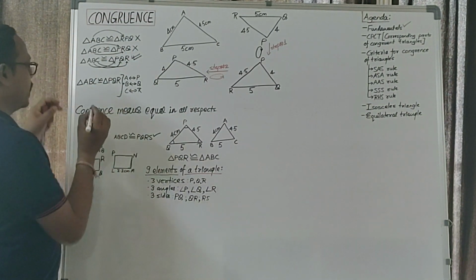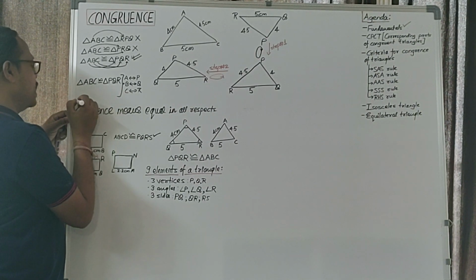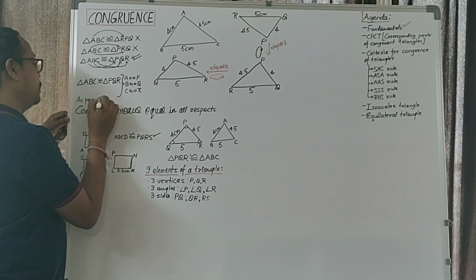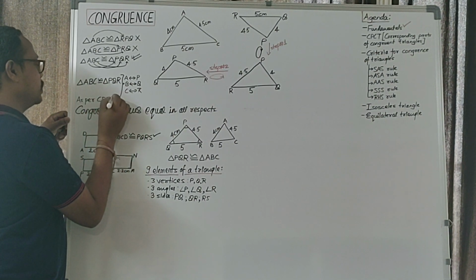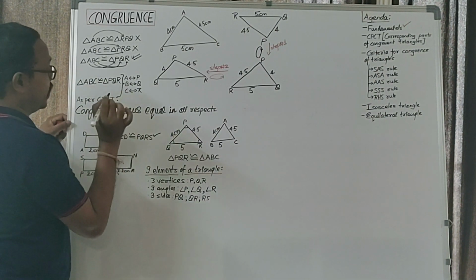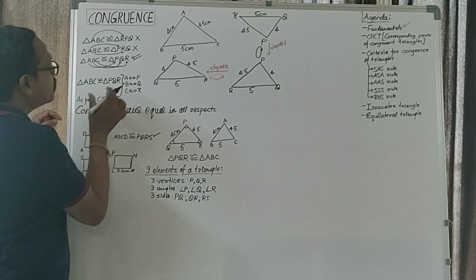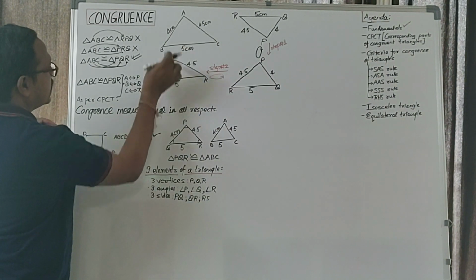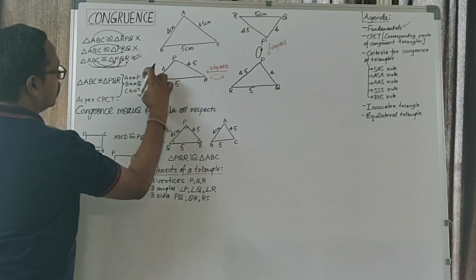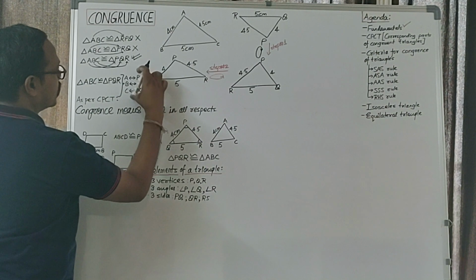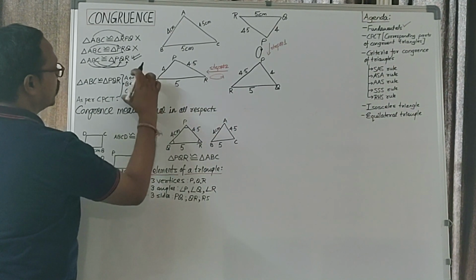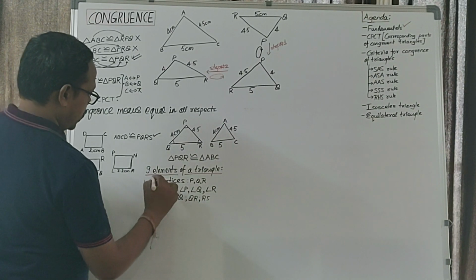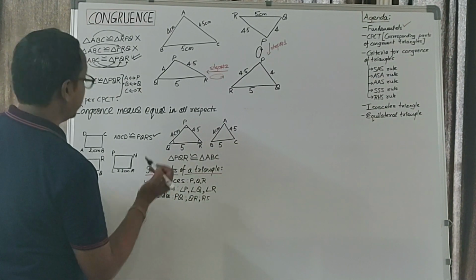Now you can write as per CPCT. As per CPCT, what will you write? You will write that corresponding parts of congruent triangles are equal. Sides are already equated, right? This way you have established the correspondence between the corresponding vertices. Corresponding vertices we are done. 3 sides we are done. 3 angles we can establish.